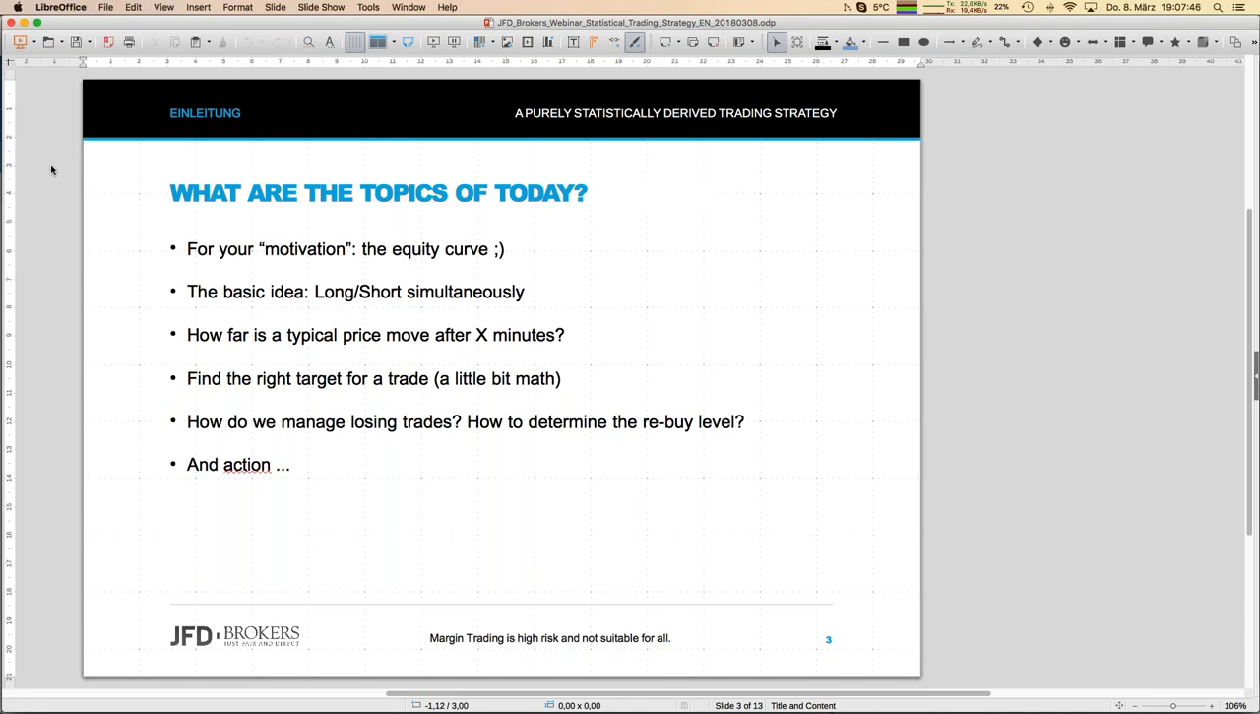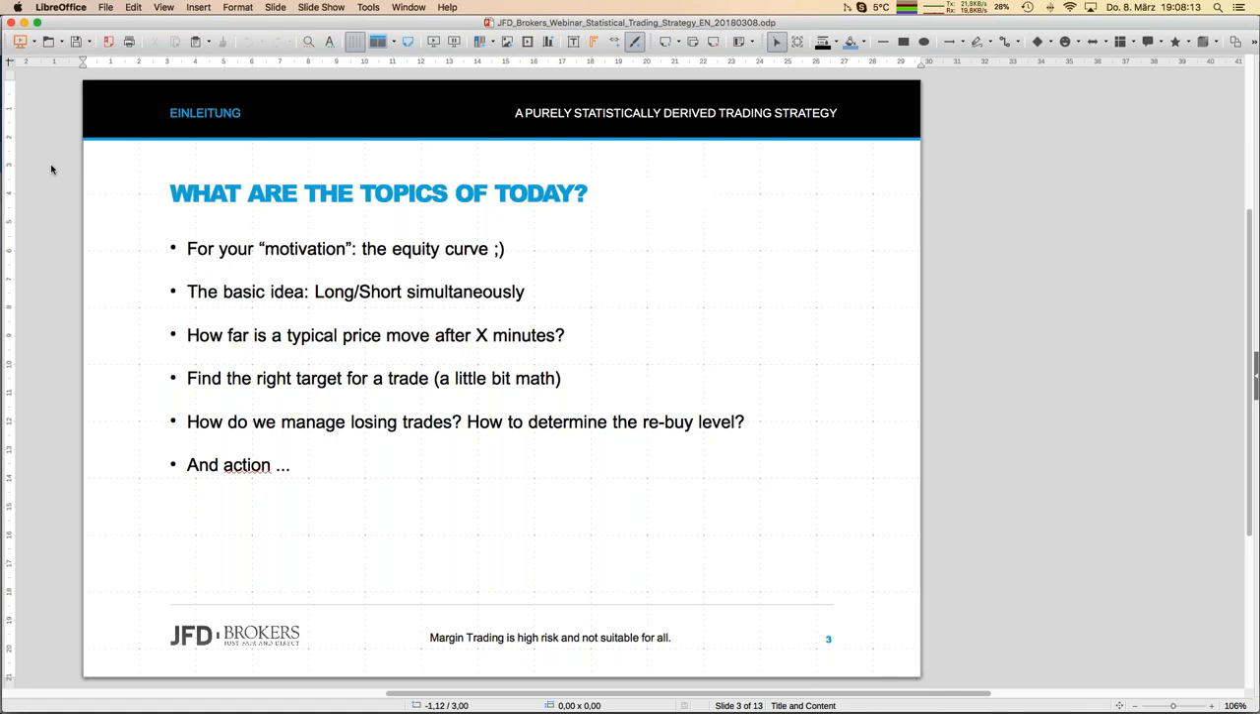In this case, it's not just saying, oh, let's go for a stop loss, take profit level 1% above our entry point for a long trade. No, it's something which has to be optimized, purely by applying math. And since we enter trades, we need a stop loss as well. As always, no trade without stop loss.